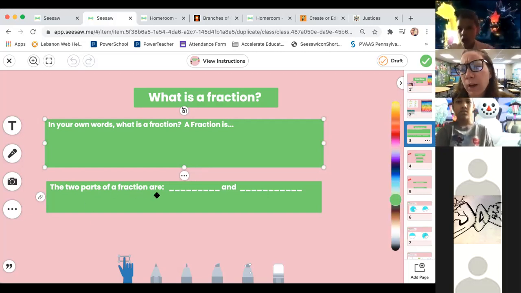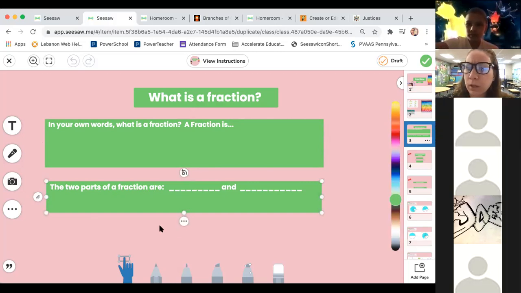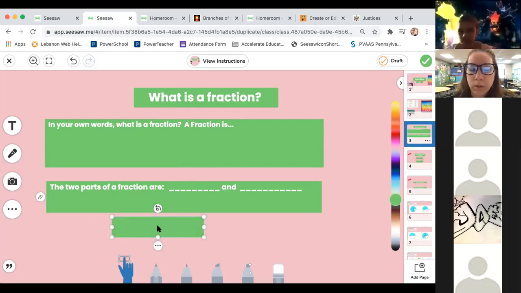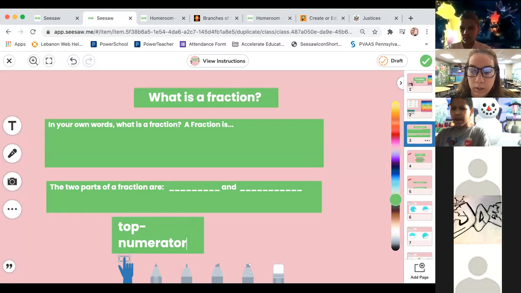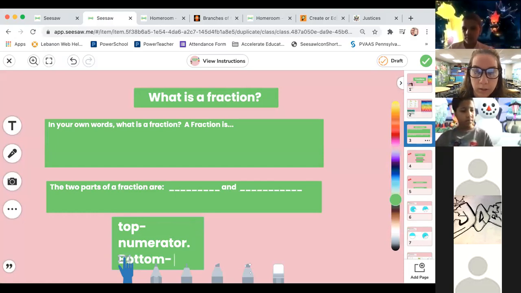There are two parts of a fraction. What are the two parts of a fraction? A lot of us struggled with this yesterday. I forgot what it's called. All right, let's think about it. What is the top of a fraction? Numerator. Yeah, the numerator. And then we have the bottom, which is called the denominator. Very good.